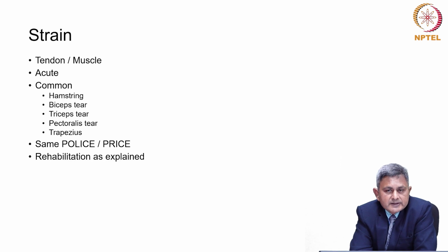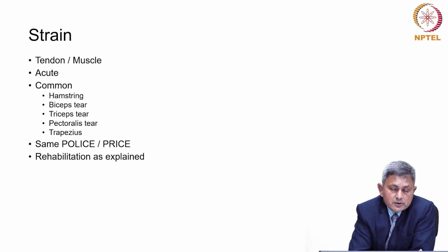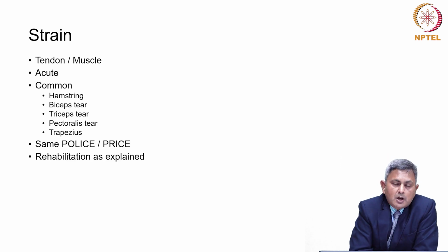And then the same principle of sprain we use here also, that is POLICE and PRICE. But in the tendon, if it is a complete tear, then surgery is the only treatment of choice, where the surgeon has to give an incision and stitch the distal and proximal portions of the tendon. And in the muscle, if the injury is bigger, then he uses sutures to resuture the muscles.